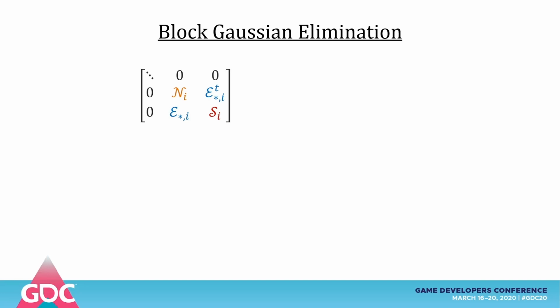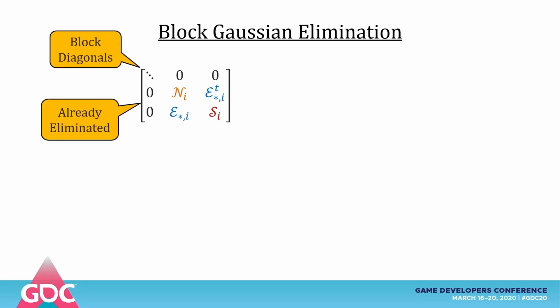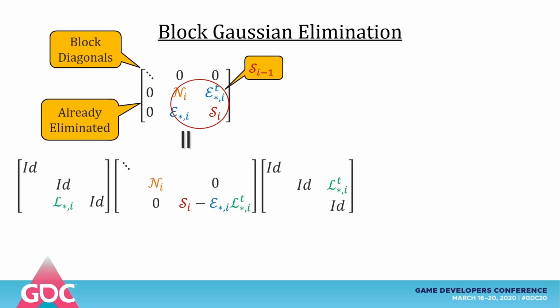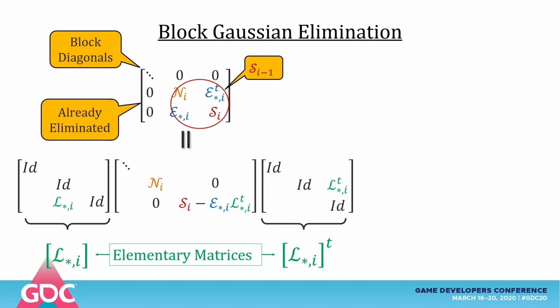We now apply recursively the Schur complement. Here we have a matrix that has already been partially eliminated. So we already have some blocks on the top left of the diagonal, and underneath and to the right, the elements have already been eliminated. And this is the submatrix we will be working on. It is the Si-1 matrix from the previous iteration. Applying the Schur complement, we get this decomposition, where the matrices on the left and right are called elementary matrices.